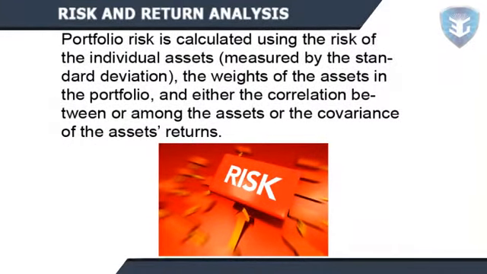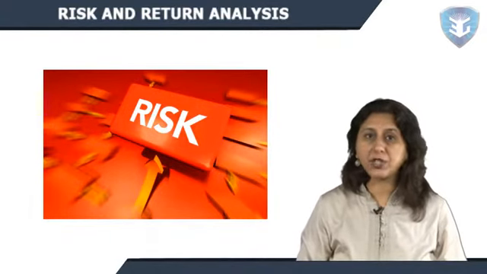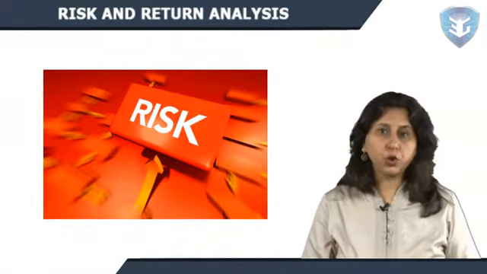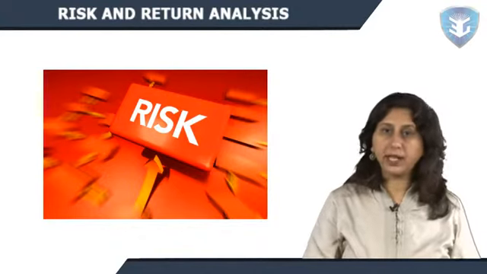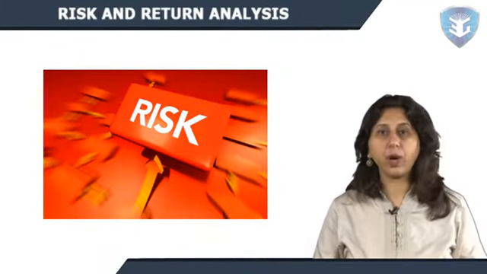Portfolio risk is calculated using the risk of the individual assets measured by the standard deviation, the weights of the assets in the portfolio, and either the correlation between or among the assets or the covariance of the assets' returns. For a two-asset portfolio, the risk of the portfolio sigma p is given by a formula where sigma i is the standard deviation of asset i's returns, rho 12 is the correlation between the returns of asset 1 and 2, and cov 12 is the covariance between the returns of asset 1 and 2.